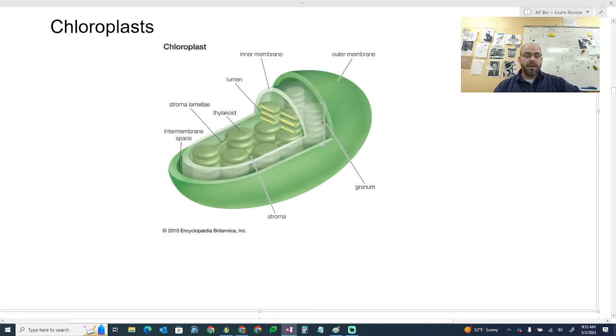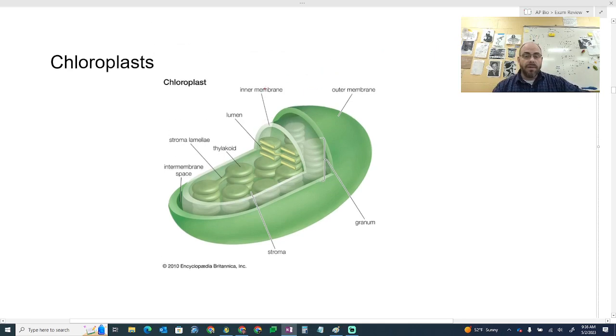Chloroplasts are similar to mitochondria in that they have a double membrane. As you can see here, they have their own ribosomes and DNA as well, but chloroplasts are different in that their surface area to volume is accomplished by these little discs called thylakoids. These thylakoids are the site of photosynthesis. So chloroplast's main function is to perform photosynthesis, both reactions of photosynthesis, which we'll get into in another unit.